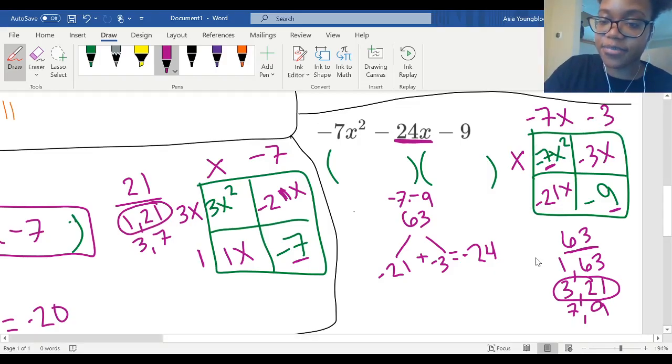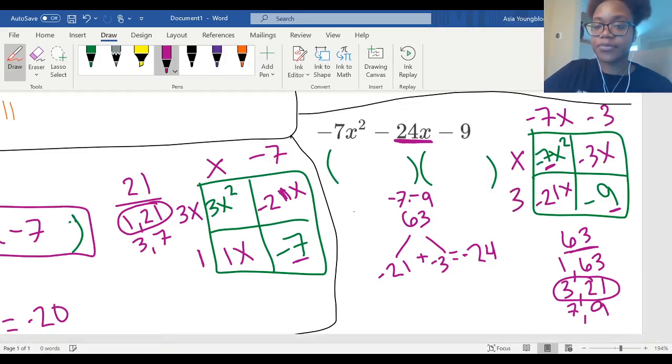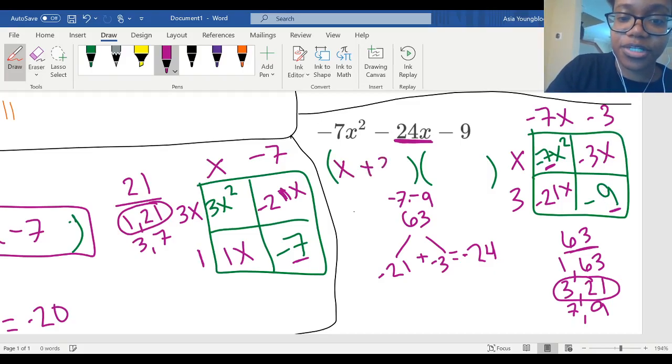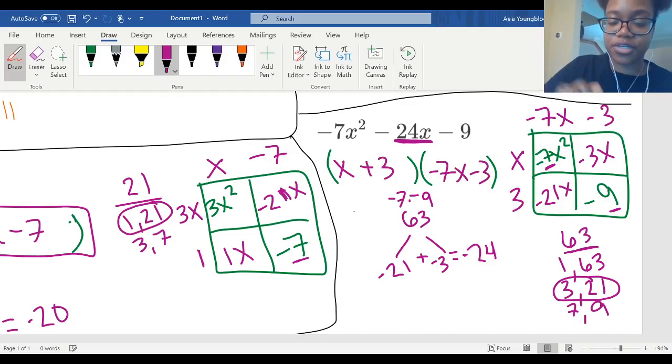And this has to be positive 3, because 3 times negative 7x is negative 21x, and 3 times negative 3 is negative 9. So our factors are going to be x plus 3 times negative 7x minus 3.